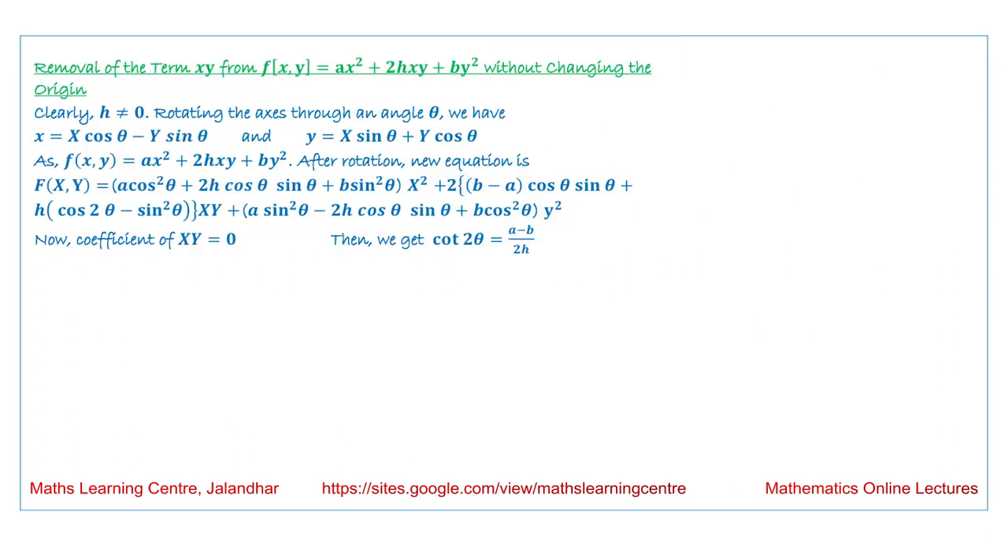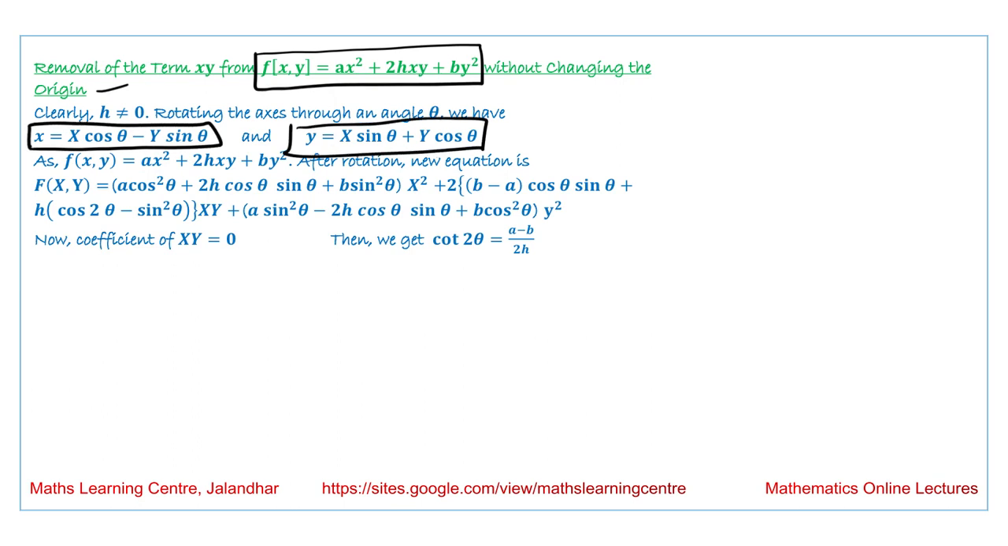Next is removal of the term xy from f(x, y) equal to ax square plus 2hxy plus by square without changing the origin. So, we are saying the transformation we have is, we are just rotating the axes by an angle theta. These are the transformations that we have. If we apply these transformations to this equation, these calculations are shown over here, this equation will become a function of capital X and capital Y.